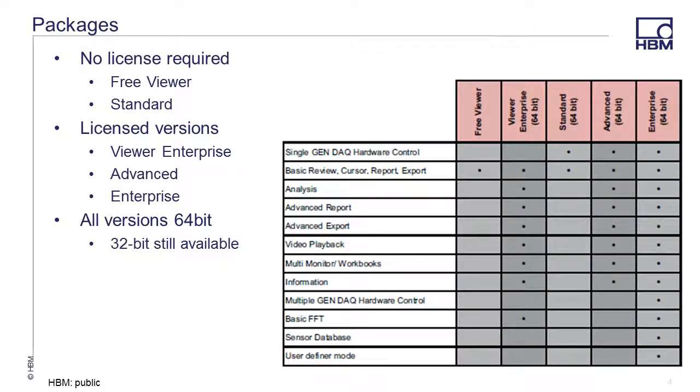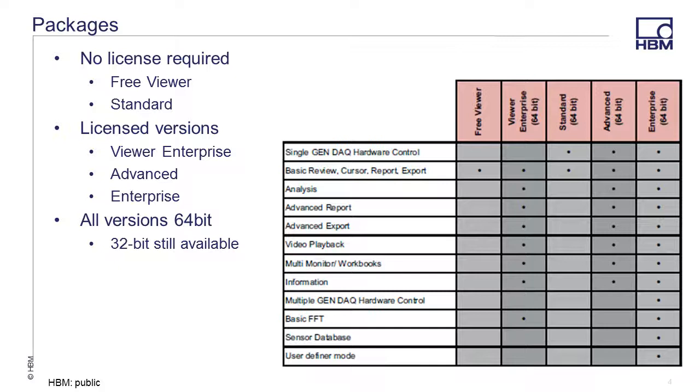This table gives a nice overview of the basic Perception packages. There are 2 versions of Perception that are free: Perception Free Viewer and Perception Standard. Free Viewer is used to review a data file, place cursors on data, create a quick report, or export data in one of 3 basic formats. Perception Standard is the most basic hardware control package. It allows the user to control a single Gen series mainframe and review the data that is recorded. To get additional functionality in Perception, you will need to purchase a licensed version of software.